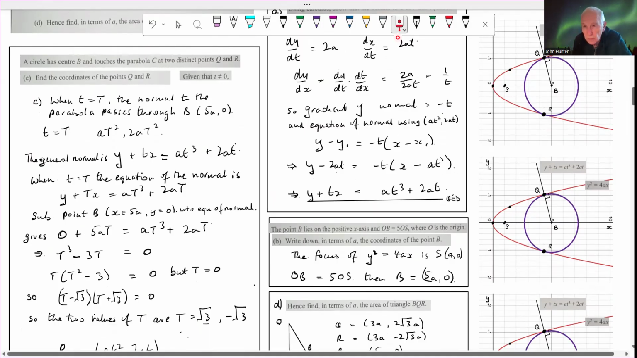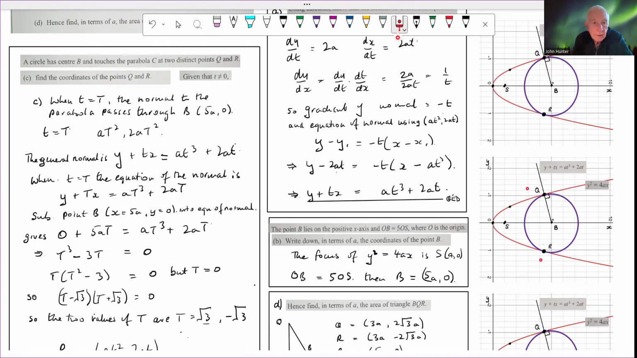So that's what we've got. We've got this circle here, and we've got the Q and R here and here. Okay, find the coordinates of the points Q and R. So the trick here basically is, if you can imagine the normal as t varies, the normal is coming around here like this. Down there it's going to be perpendicular to the tangent, isn't it?